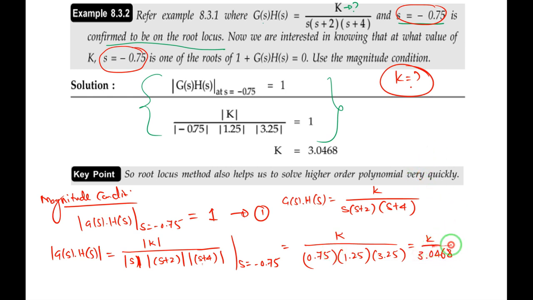Okay. And from equation 1, we know that the magnitude of G(s) at s equal to 1 is 1. So equate it to 1. So what is the value of k? K is equal to 3.0468.